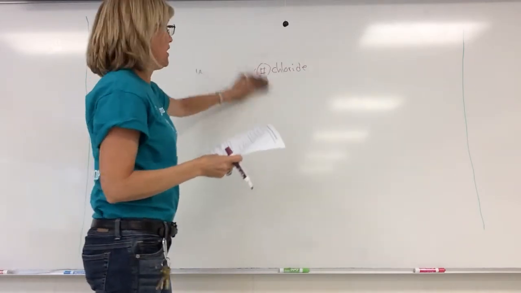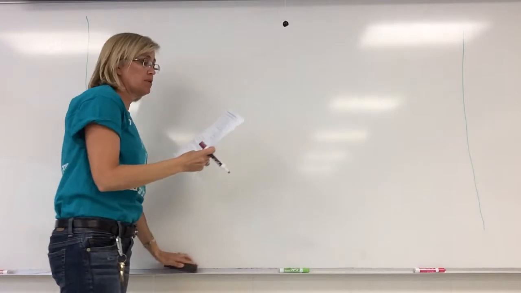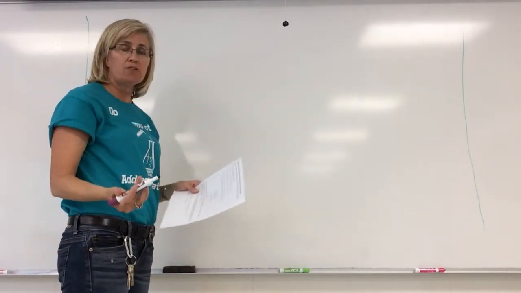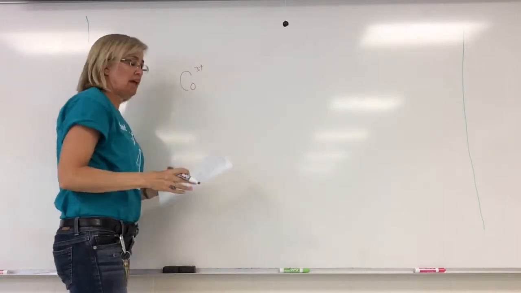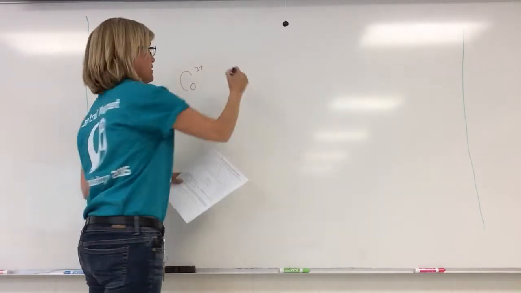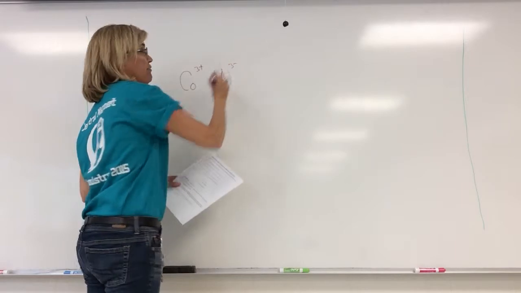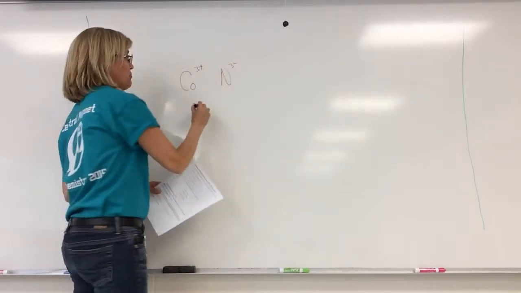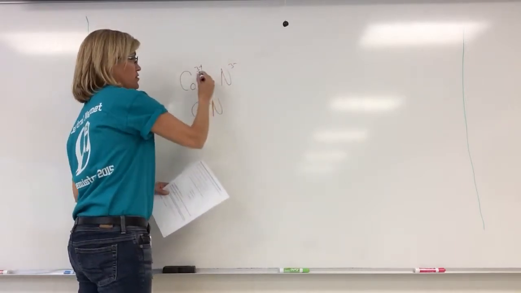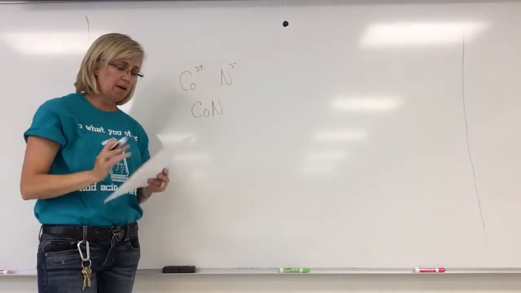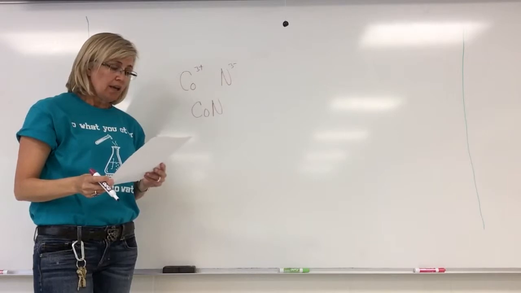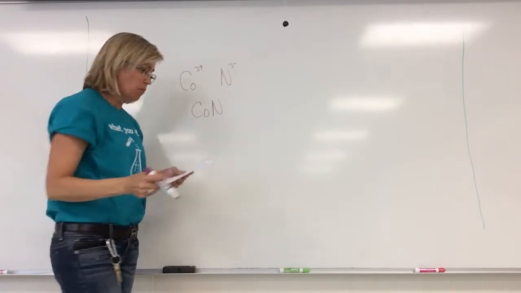If they give you the name, it makes it a lot easier. For instance, cobalt 3 nitride. Well, that's telling me it's a cobalt +3. Nitride, I look on the periodic table, it is a group 5 nonmetal. So if I put these together to be neutral, the formula would simply be CoN. All right? Okay, and let's do one more.